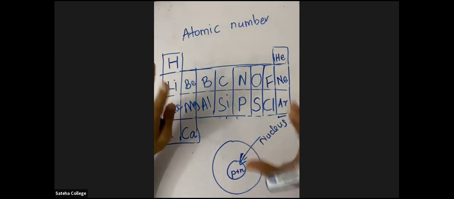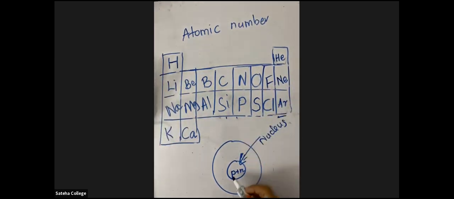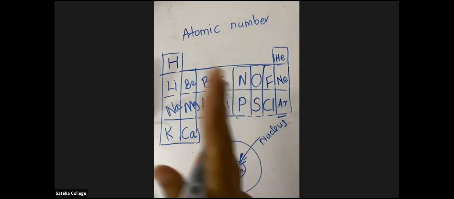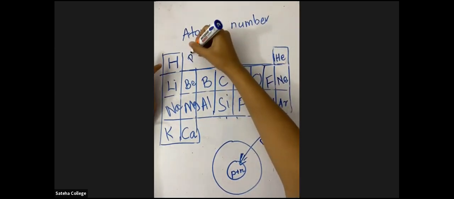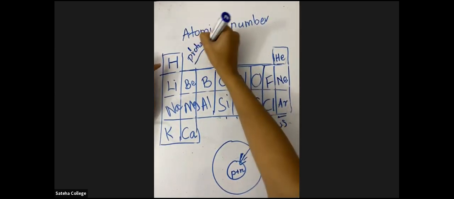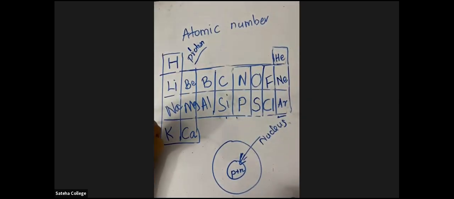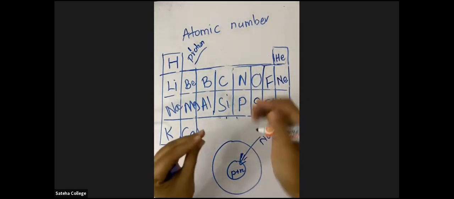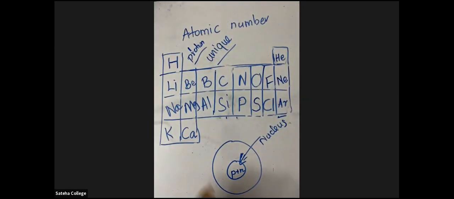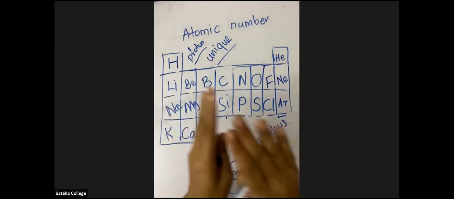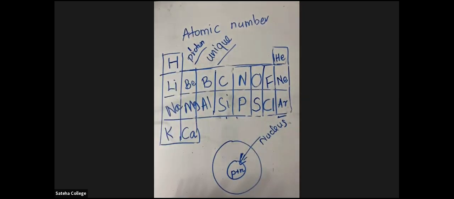So what they found out is that this proton number is different from atom to atom. Say hydrogen has one proton. Hydrogen has how many protons? One proton. Will helium have one proton? No. The proton number is unique for an atom. Unique means, if this has one, no other atom can have one. Did you understand?